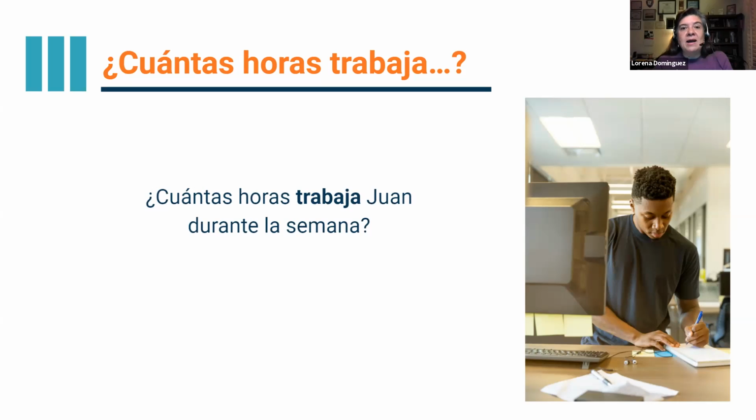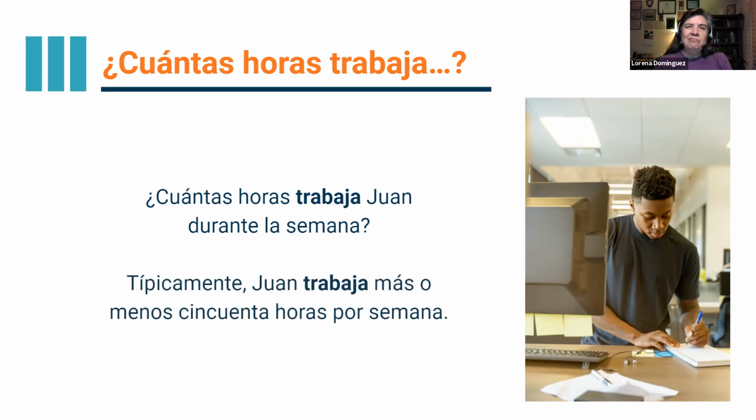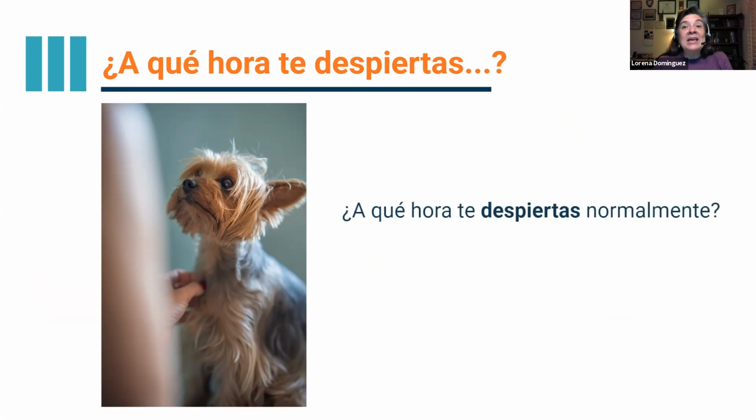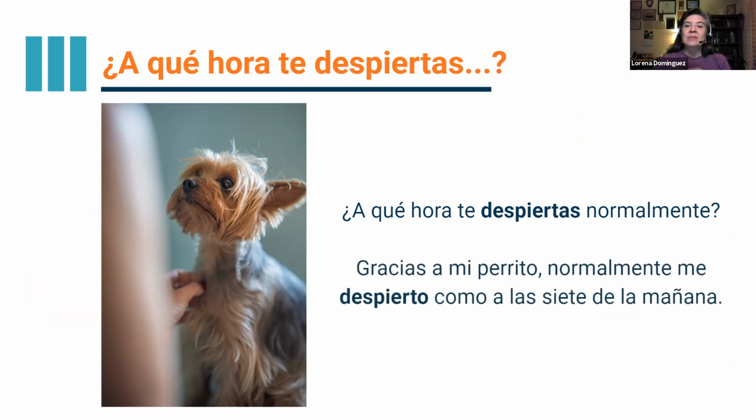¿Cuántas horas trabaja Juan durante la semana? Típicamente, Juan trabaja más o menos 50 horas por semana. 50 hours a week. I think he works at DPR. ¿A qué hora te despiertas normalmente? Gracias a mi perrito, normalmente me despierto como a las 7 de la mañana. I'm not a morning person, huh?